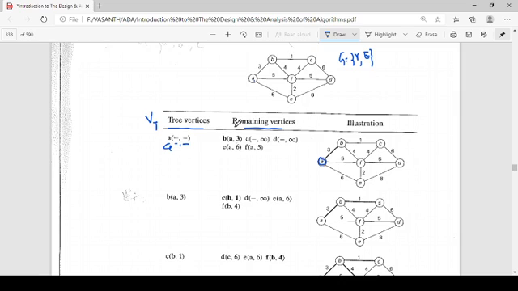Now what are the remaining vertices? You start with B. You consider the vertex B. Now check from A, is there any edge to B? Yes, we have an edge from A to B and the cost is 3. So you write down B, bracket A comma 3. Now this is completed.